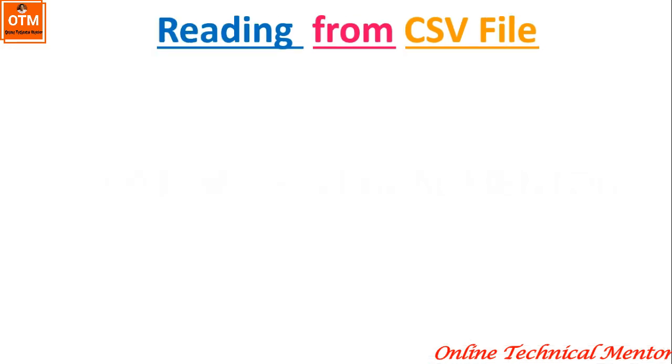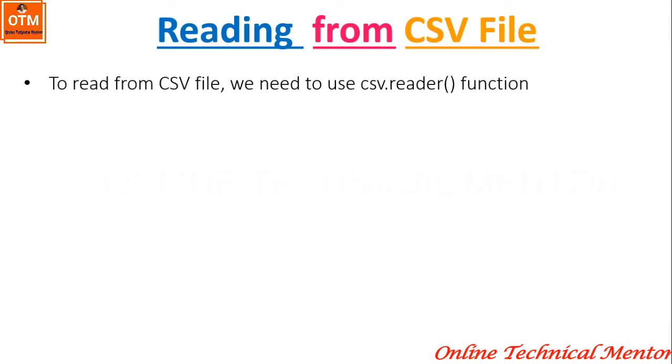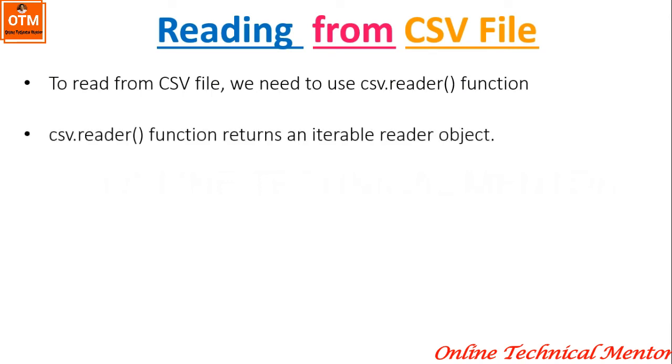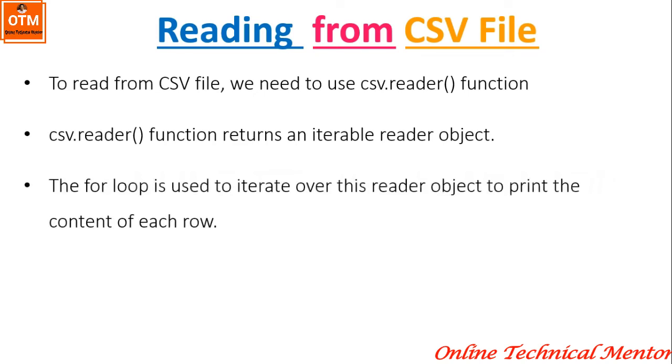Next, reading from CSV file. Here I will show you how to read the content of a CSV file. Look at these steps. To read from a CSV file, we need to use the csv.reader function. The csv.reader function returns an iterable reader object. The for loop is used to iterate over this reader object to print the content of each row. Let me show you an example.